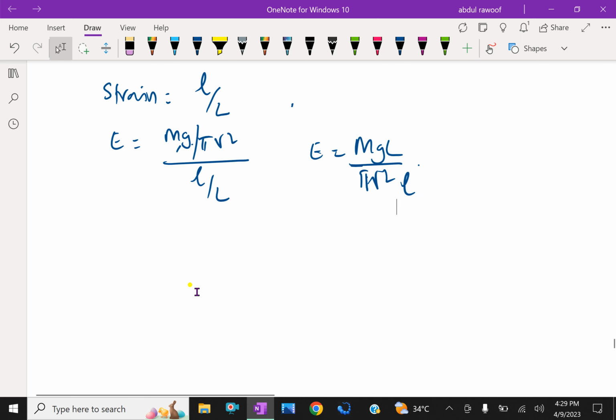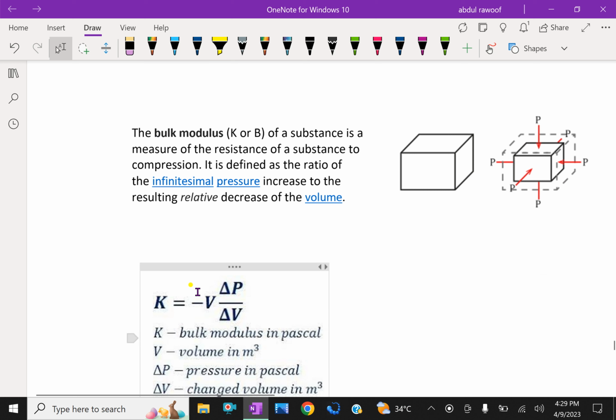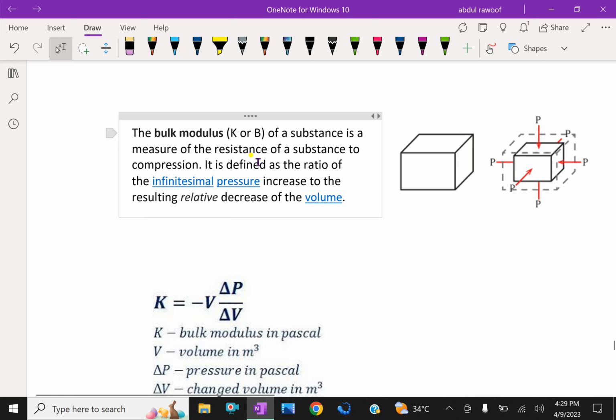Next one, bulk modulus. Bulk modulus K or B of a substance is a measure of the resistance of a substance to compression. It is defined as the ratio of infinitesimal pressure increase to the resulting relative decrease of volume. Suppose here is a cube. Suppose you are applying an equal force on all faces, so its volume is reduced because of the bulk stress.